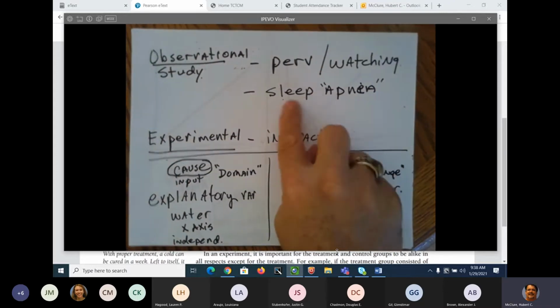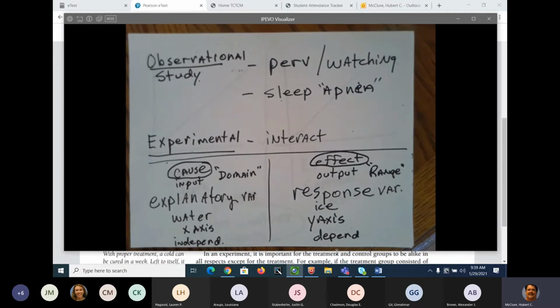Sleep apnea patients, before you've been diagnosed with sleep apnea, they used to get you to come in and sleep a couple of nights while they video you and monitor your breath and your heart rate. And that is an observational study.